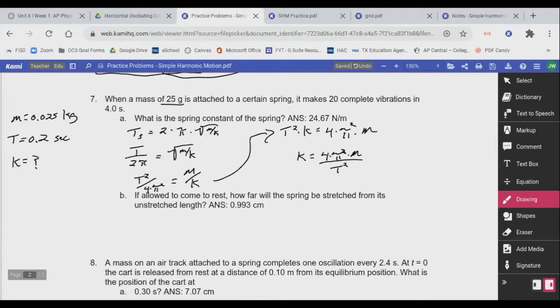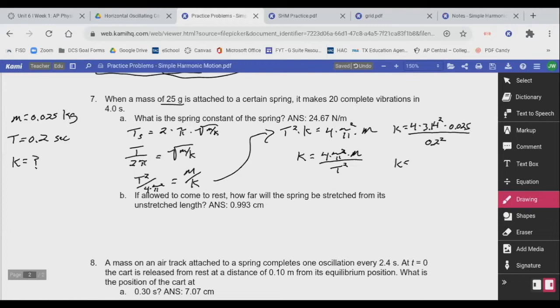If this is our exam in May, when we're going to do very little math and more identifying and resolving formulas so that we solve for a certain variable, we would be done. But we're not, because we've got numbers. Let's go ahead and plug in our numbers. K would be equal to 4 times 3.14 squared times mass 0.025 divided by T, which is 0.2 squared. Let me grab my handy little calculator here. 4 times 3.14 squared times 0.025, divided by 0.2 squared.